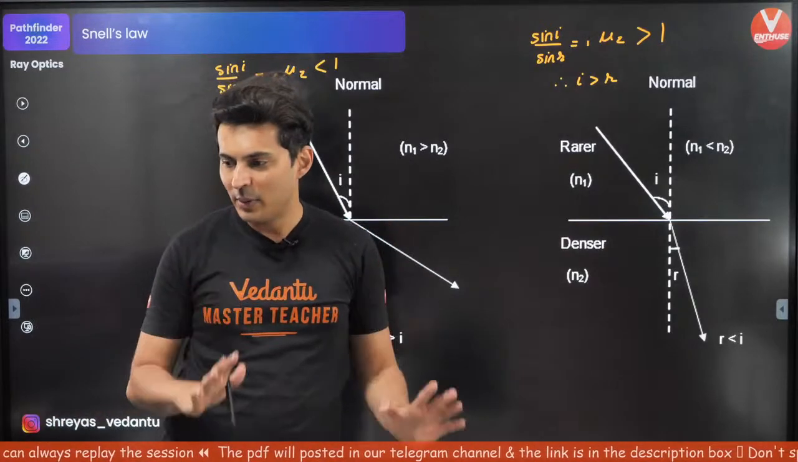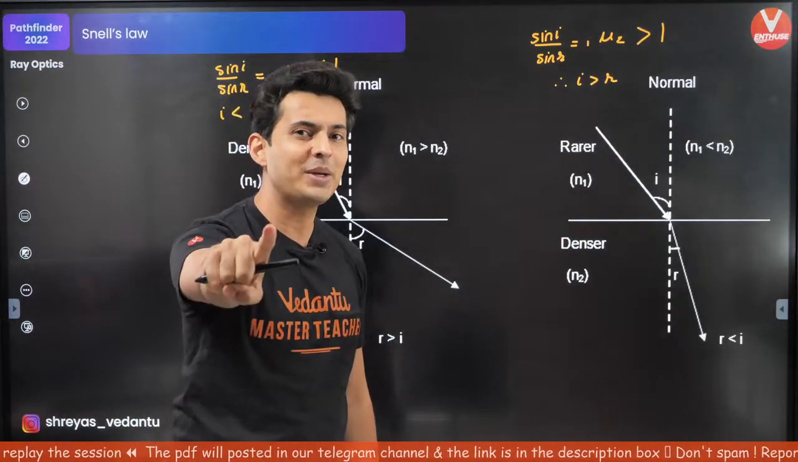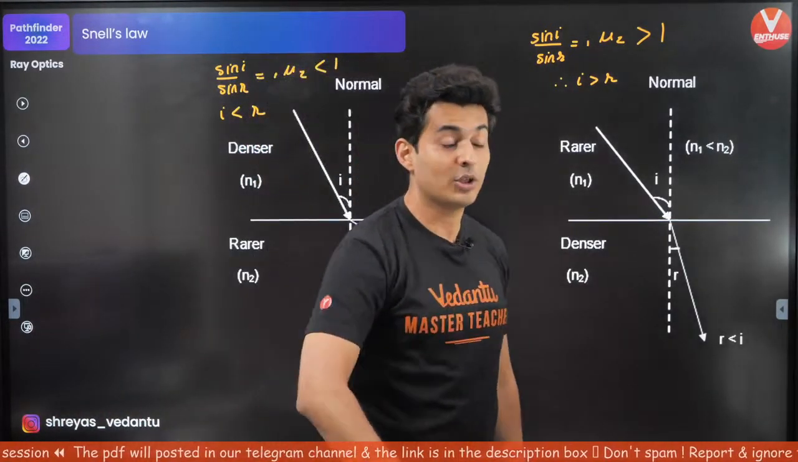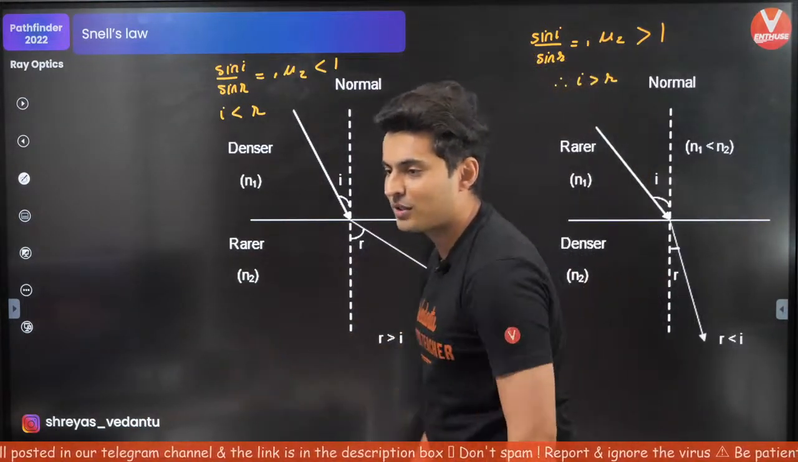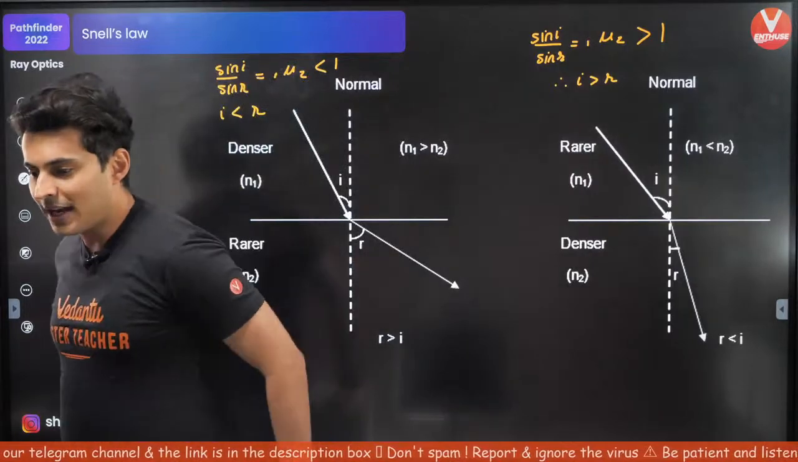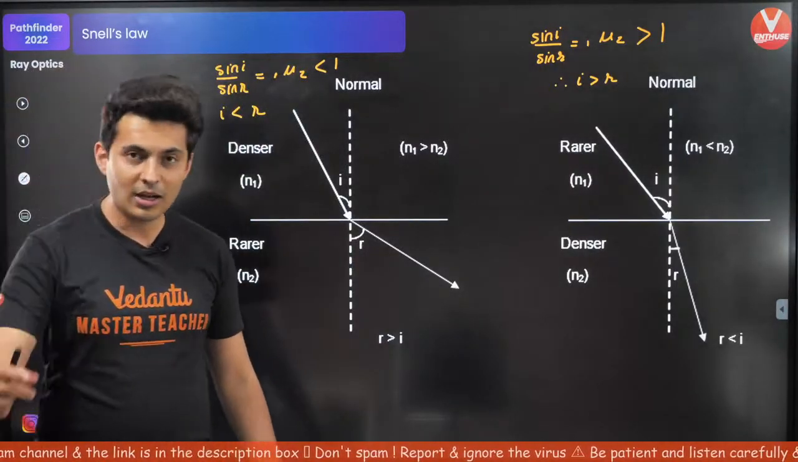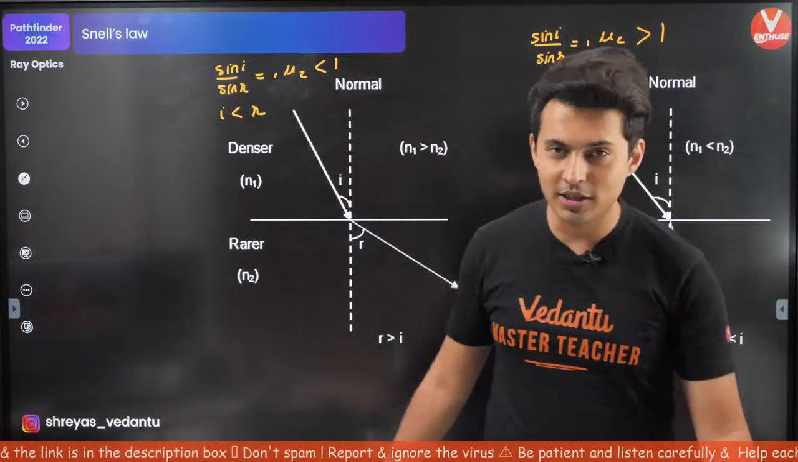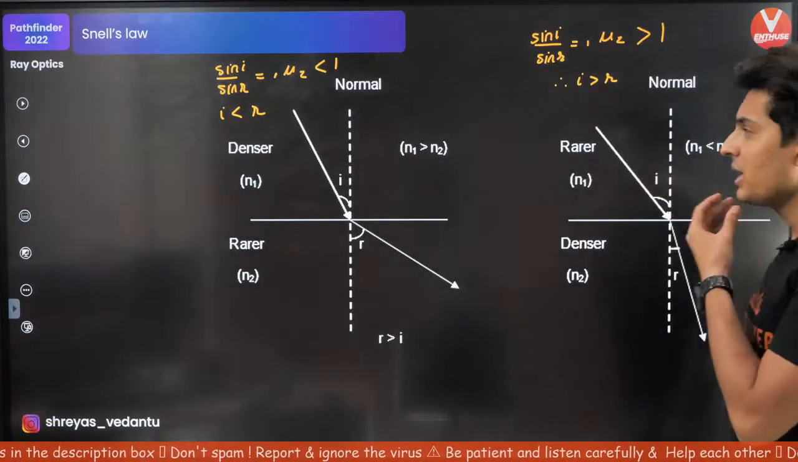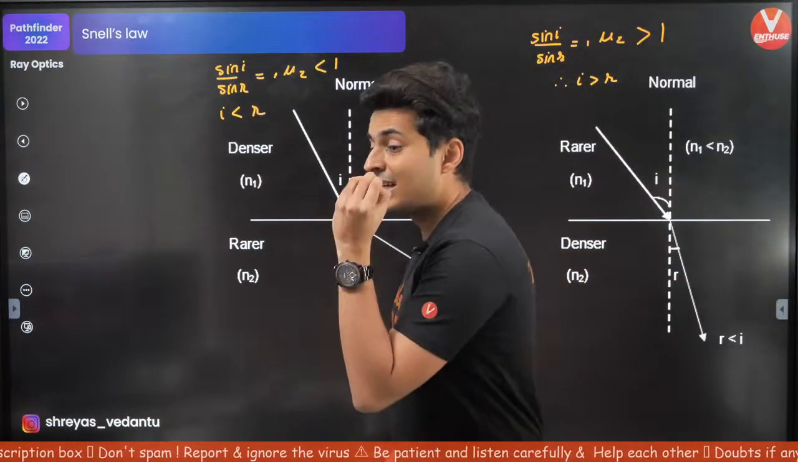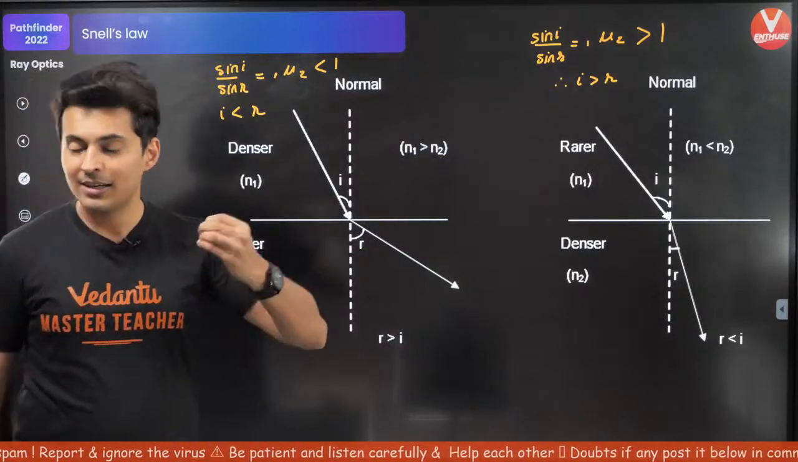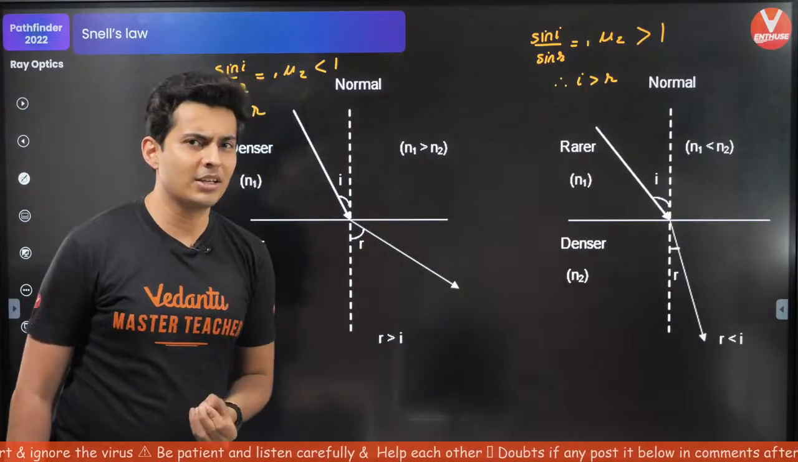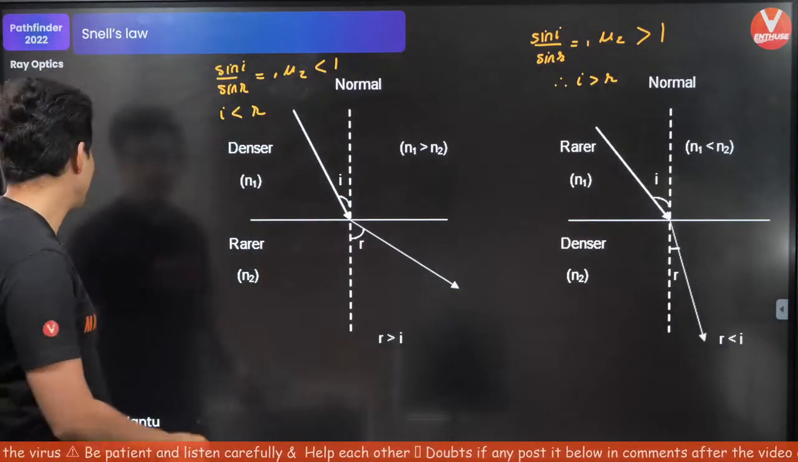Got it? Perfect. There is only one situation when light does not refract. What is that situation? Quickly type it out in the chat box.